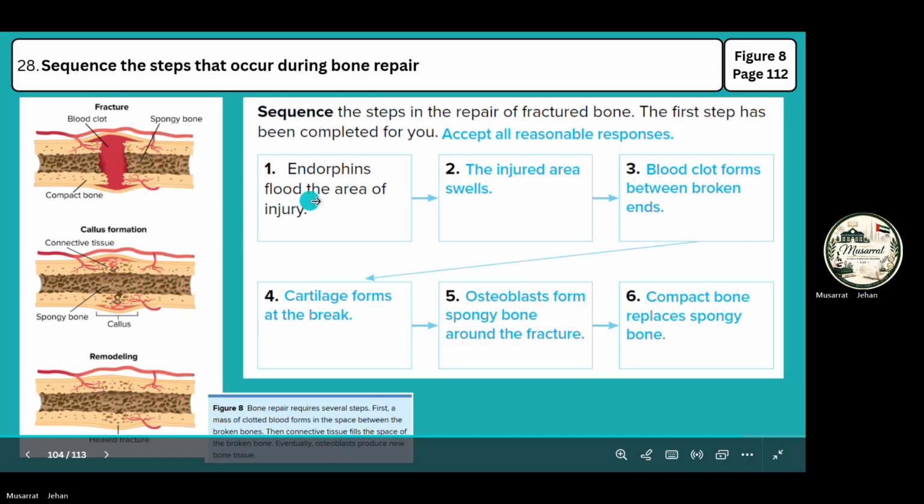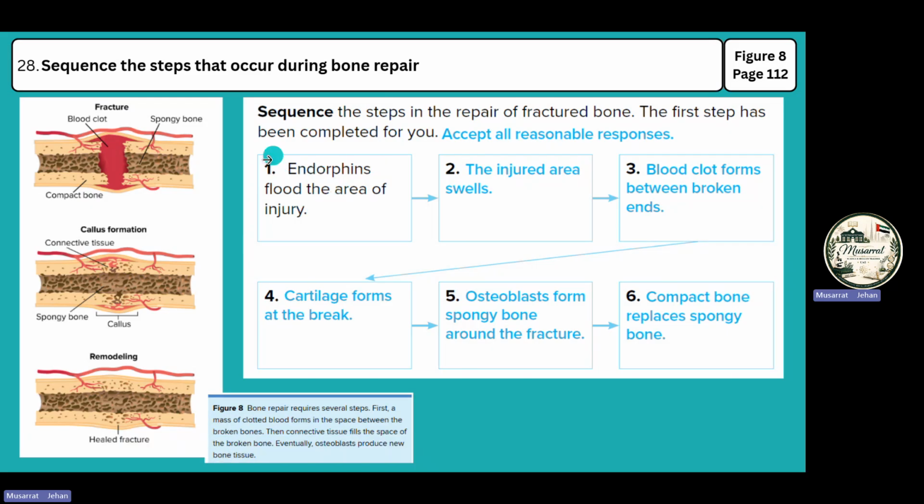First thing, the brain releases endorphins. These endorphins come to this area and temporarily relieve the pain. The injured area in the fracture swells up immediately. We call it inflamed. A blood clot forms between the broken ends. And then cartilage forms here. This cartilage is called a callus. The callus forms at the break.